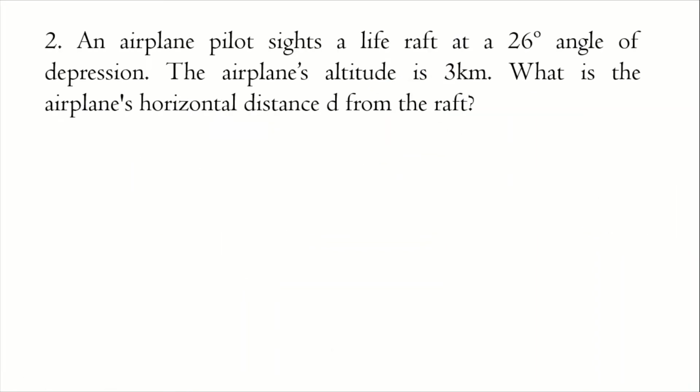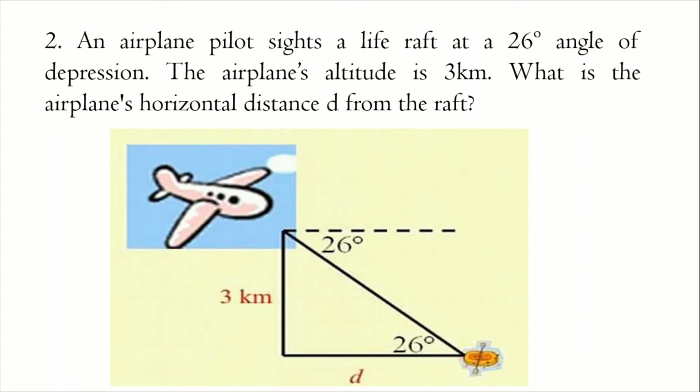So another example, we have an airplane pilot sights a life raft at 26 degrees angle of depression. The airplane's altitude is 3 kilometers. What is the airplane's horizontal distance d from the raft? So when we talk about altitude, that means height. Okay, so sa airplane daw may na-sight siyang life raft. Okay, at 26 degrees. Ayan.